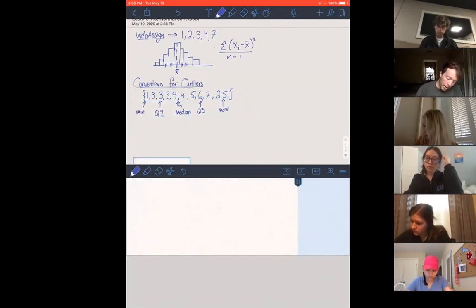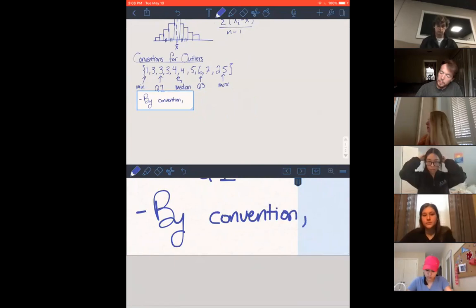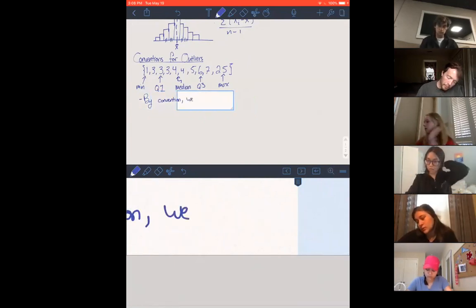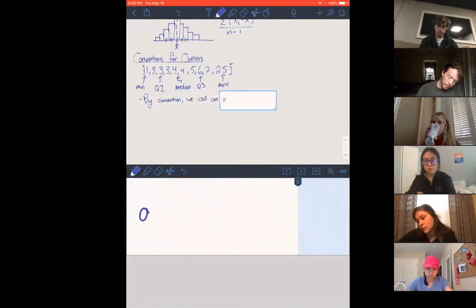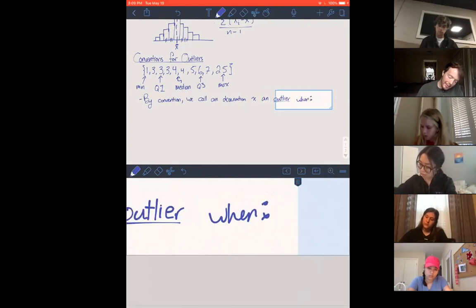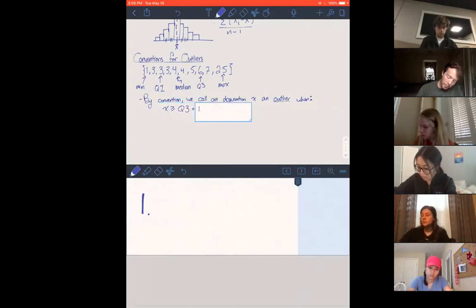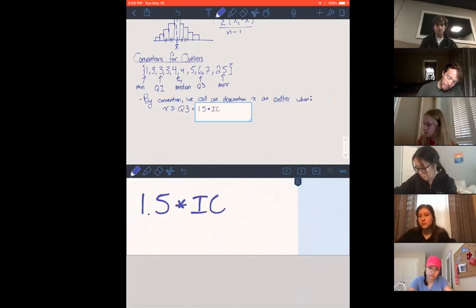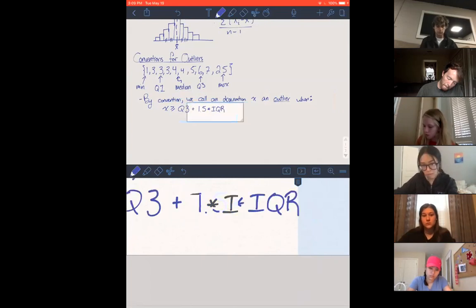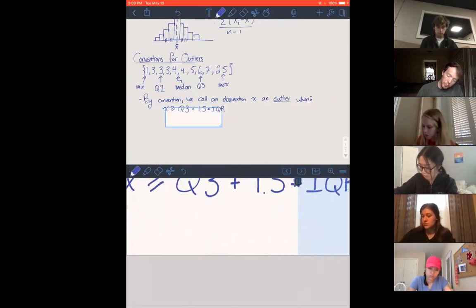So, by convention, we call an observation X an outlier when X is either greater than or equal to the third quartile plus 1.5 times the IQR, or X is less than or equal to the first quartile minus 1.5 times the IQR.